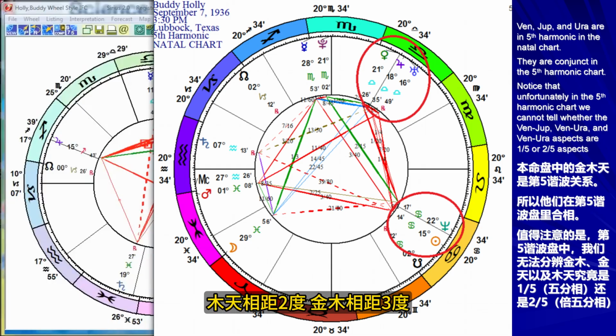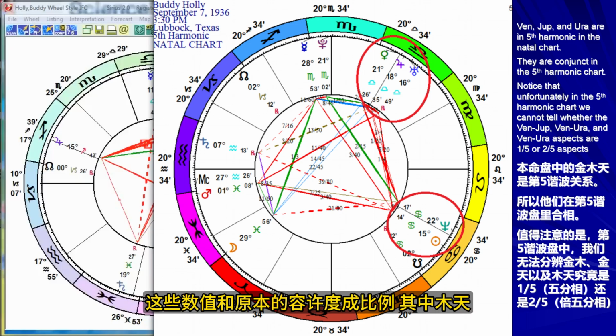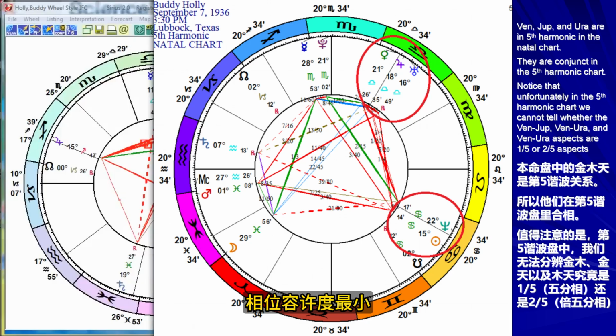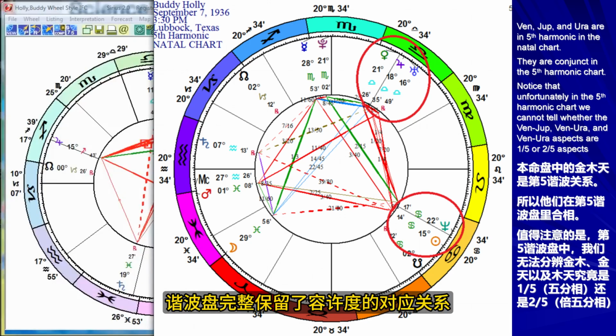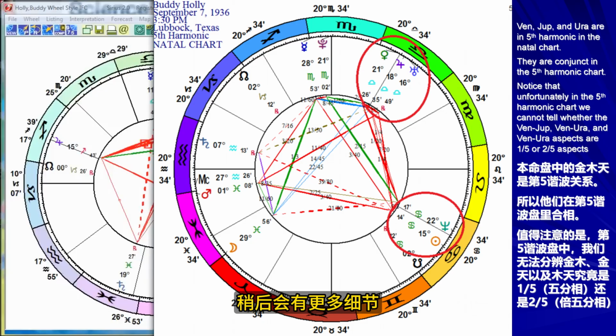You'll see Jupiter and Uranus 2 degrees apart, Venus and Jupiter 3 degrees apart, and Venus and Uranus 5 degrees apart, and that's proportionate to the orbs. The Jupiter-Uranus aspect is the one with the smallest orb. So it's maintained the concept of the orbs.